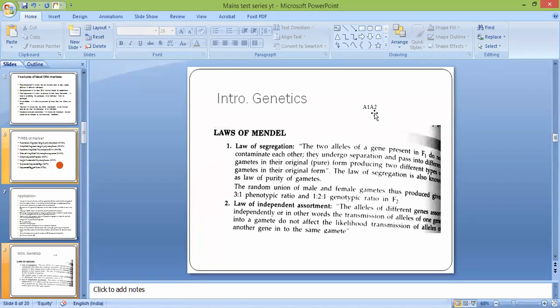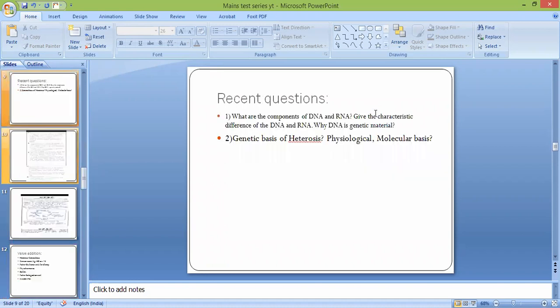Such definitions and such keywords should be clearly written by you, even for the law of independent assortment. You will find these questions repeatedly asked. Even this year there is a lot of possibility of them being asked. Another example: why DNA is a genetic material.